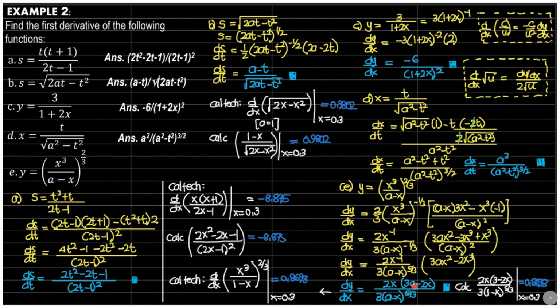Let's evaluate this with a equals 1 and x equals 0.3 again. Your calculator will give us 0.8698. Then using the calculator, derivative of original function x cubed over 1 minus x quantity raised to 2/3 at x equals 0.3, the calculator will give us that value 0.8698, which is similar to that. So that proves that this is the answer.